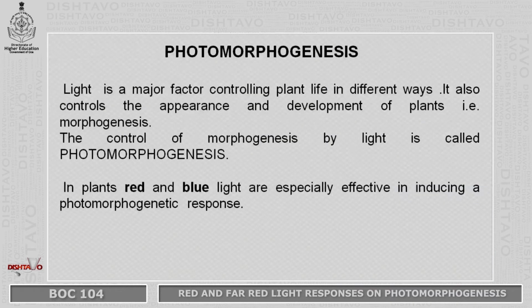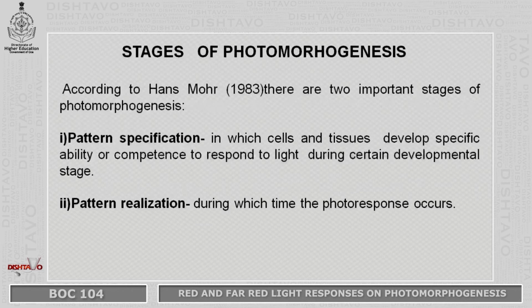What is photomorphogenesis? We shall see the definition here. Light is a major factor controlling plant life in different ways. It also controls the appearance and development of plants, that is morphogenesis. The control of morphogenesis by light is called photomorphogenesis. So this is the definition of photomorphogenesis. In plants, red and blue light are especially effective in inducing a photomorphogenetic response.